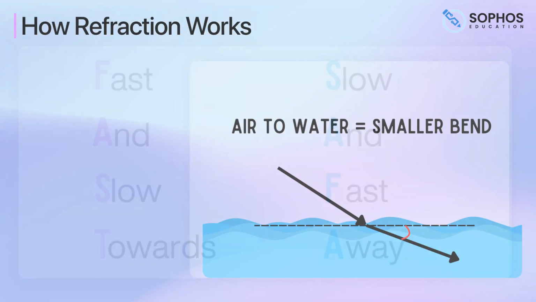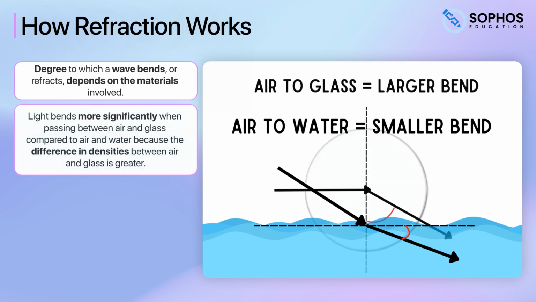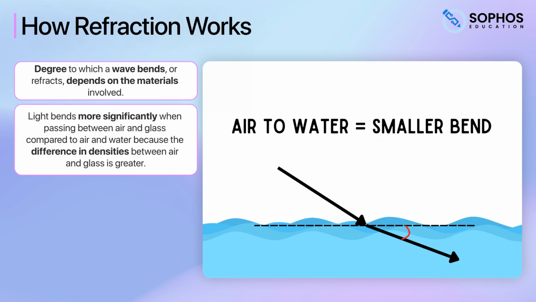The degree to which a wave bends or refracts depends on the materials involved. For instance, light bends more significantly when passing between air and glass compared to air and water, because the difference in densities between air and glass is greater.